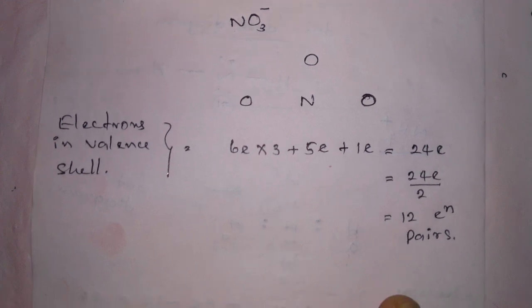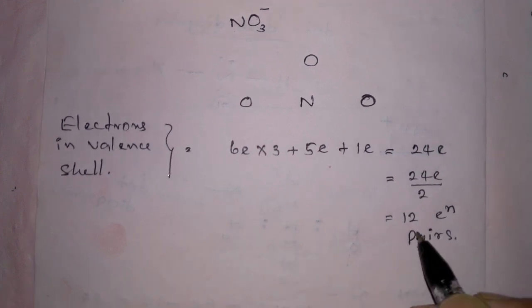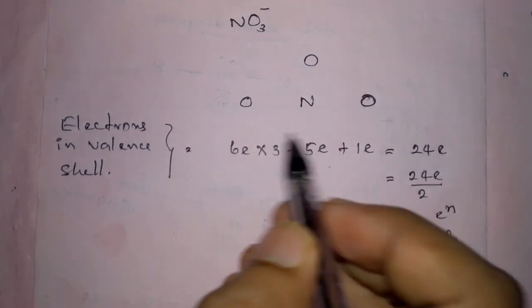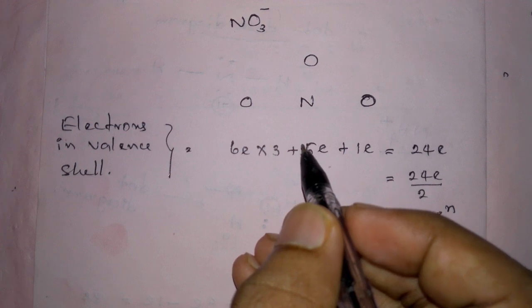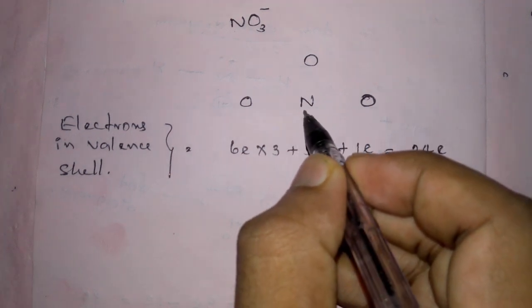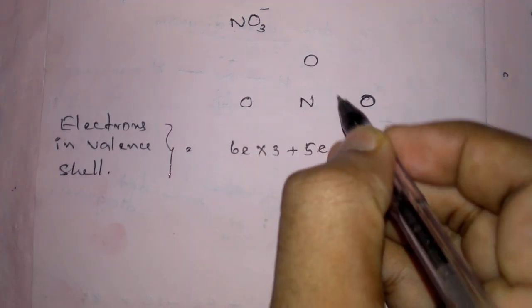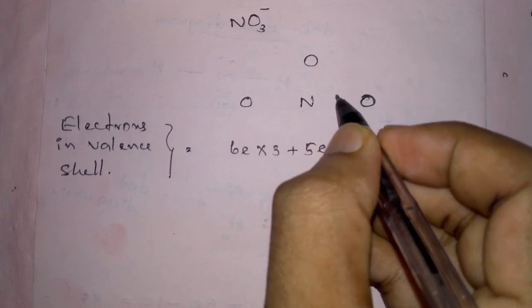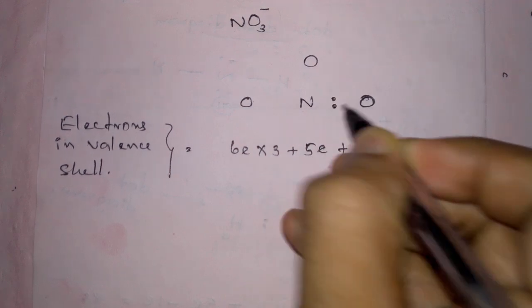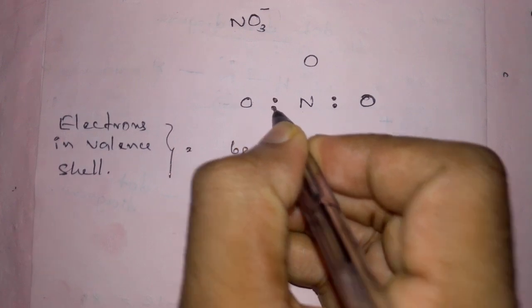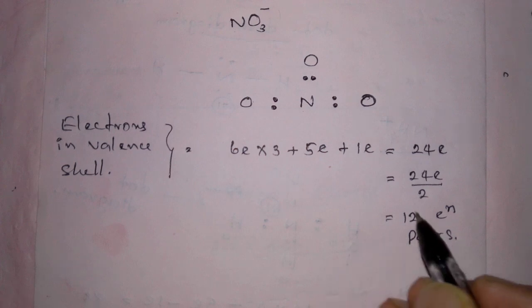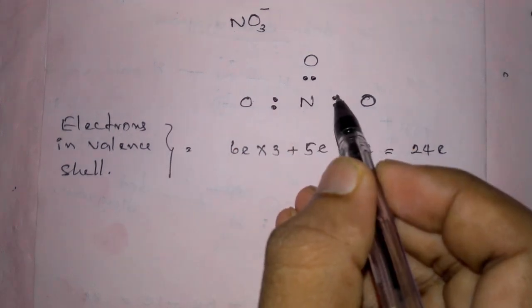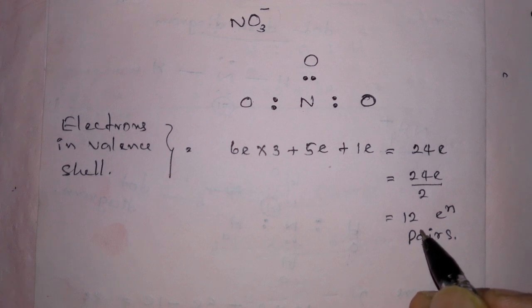And then you can provide this electron pairs among the atoms. Before that, we have to make a single bond between central atom and this peripheral atom separately. To indicate a single bond, we have to use one electron pair like this. And then we have used 3 electron pairs. There were 12 electron pairs. So now we have remaining 9 electron pairs.